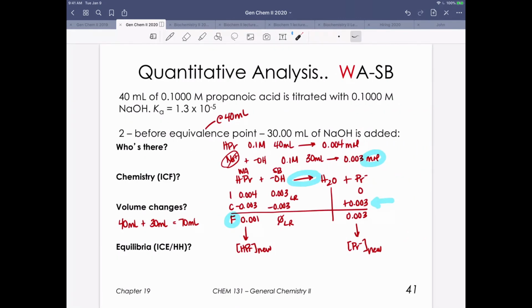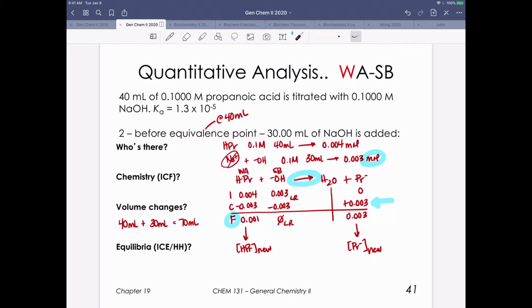So working through our ICF table here, again, even though we knew that we were before the equivalence point, knowing that we have less hydroxide than we have weak acid, the hydroxide is going to be our limiting reagent. It's going to be completely used up, and we'll see that we still have a little bit of our weak acid in solution at this point in the titration, again, before the equivalence point.